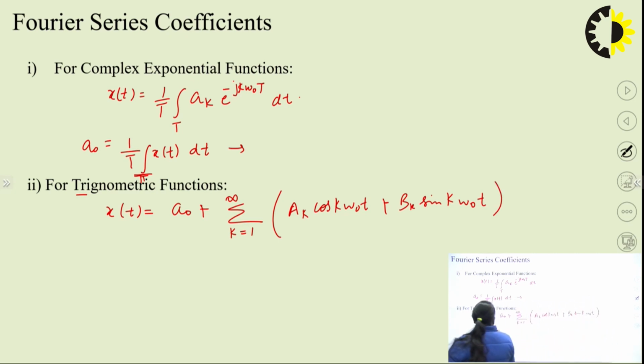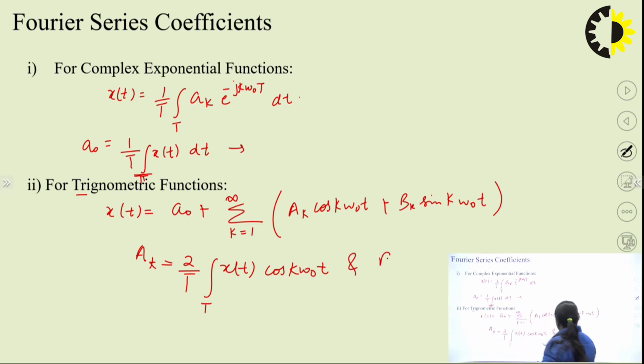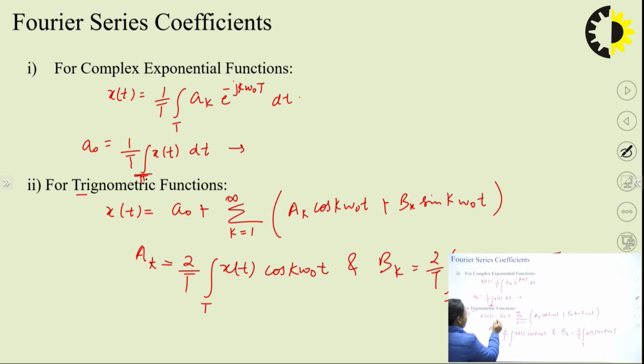And the value of the coefficient ak will be equal to 2 by T, integral over the period T, of x(t) cos k omega naught t, and similarly bk will be equal to 2 by T, integral over the period T, of x(t) sin k omega naught t, where omega naught is the fundamental frequency here. And the value of a naught will be 1 by T, integral over the period T, of x(t) dt, which is the constant term. So these ak and bk are the trigonometric coefficients of the Fourier series.